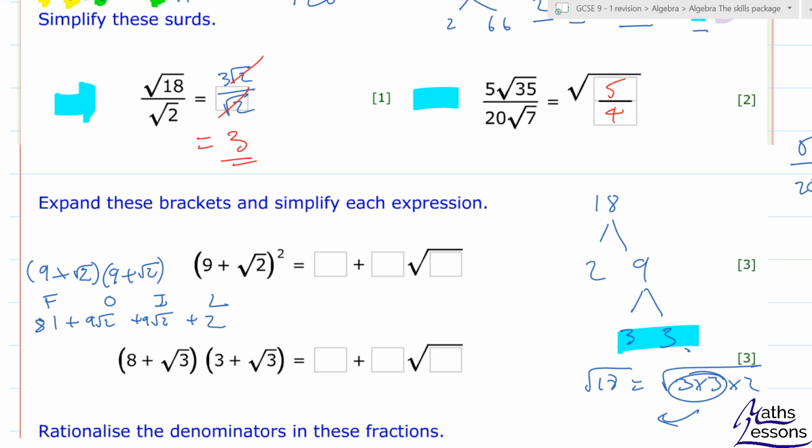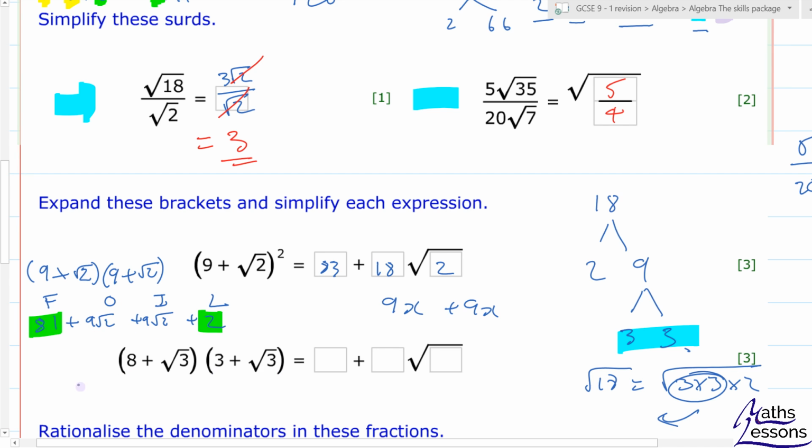And then I can just group the like terms. 81 plus 2 is 83. And 9 root 2 plus 9 root 2 is going to be 18 lots of root 2. What you can do with surds, you think of 9 root 2 as just 9x plus 9x, the x being the root 2. That will often help you get to the right thing. A lot of students make a mistake here and do some strange things adding 9 root 2 together.